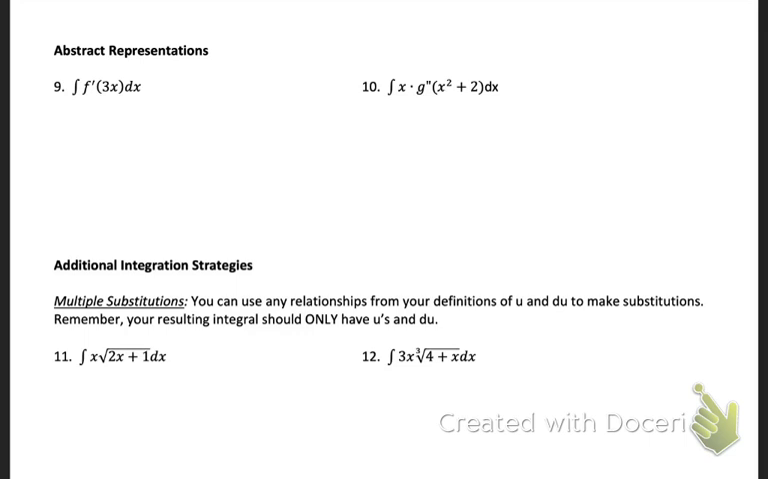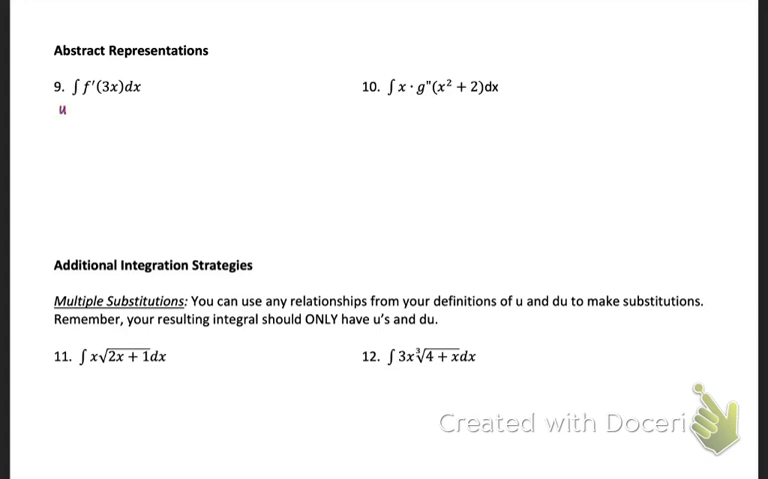So for number 9, these are both examples of an abstract representation of U-substitution. Remember, the integral is the antiderivative. So the antiderivative of f prime is going to be f. You're undoing the derivative. But because there's the 3x on the inside, that tells me if this was a derivative, I would need to use the chain rule. So whenever your integral feels like the chain rule, that's how you know you need to use U-substitution.